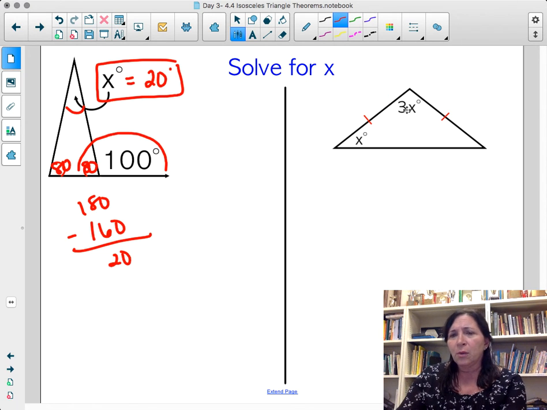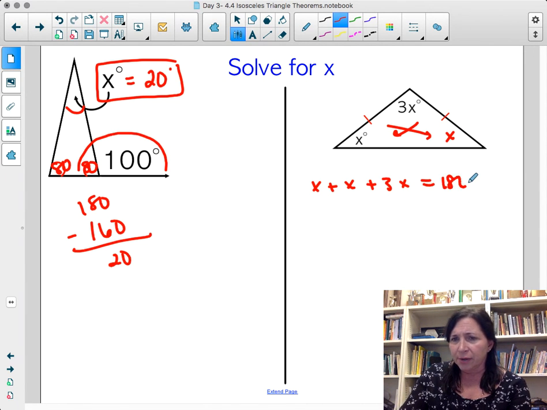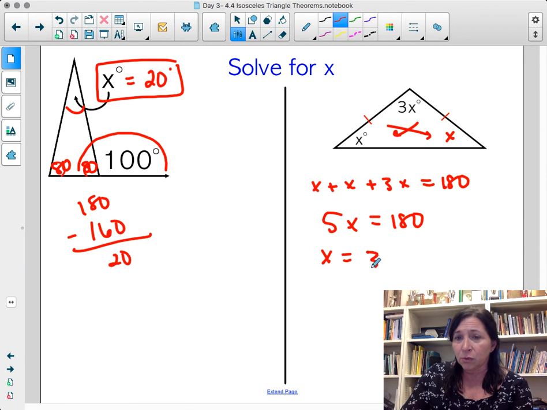This one, we have 3x, x. This is the same because, again, if my sides are congruent, then the angles opposite them are congruent. So you have x plus 3x plus x is equal to 180 degrees. 3, 4, 5. So I have 5x equals 180. So x is equal to 36 degrees.